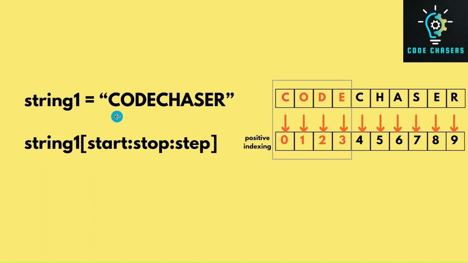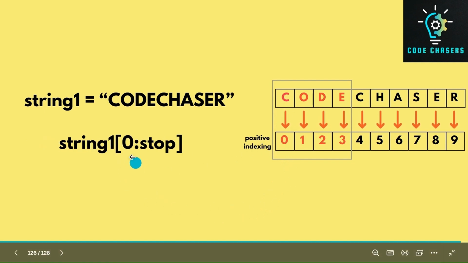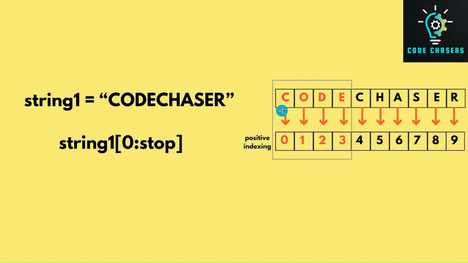Now here I have a long string, code chaser. I need a slice of the string, that is CODE, from the long string code chaser. The starting character of my slice is C and the start index is 0. So obviously my start parameter will become 0, right? The last index of the slice CODE is the index of E, which is 3. So my stop parameter will become 4.